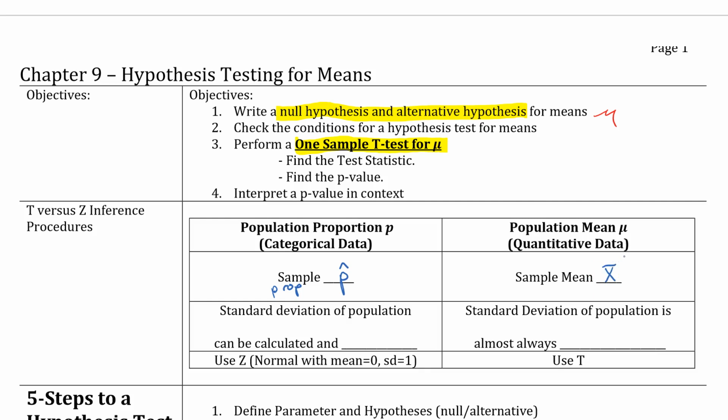So the key difference on why we're going to be using z and t, again, is that for means, the standard deviation of the population is almost always unknown. Right? We don't know what that is. We only have the sample data. However, when we're working with proportions, the standard deviation of the population is actually calculated based off of p, so we can actually know this. It is known, and so we are able to use the normal distribution. Whereas in the other one, it's unknown and we have this random variable s that we use instead, so we have to use the t distribution.